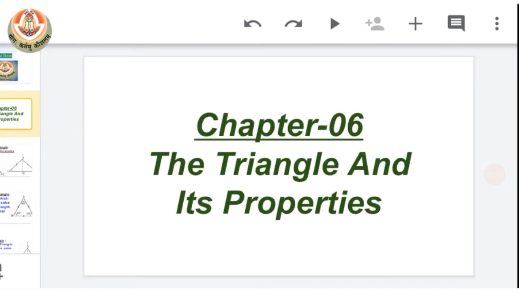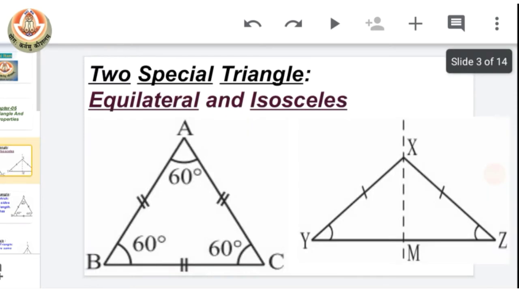So class, as we were in our chapter number 6, which is the triangle and its properties, and in our previous class we had discussed median, altitude, exterior angle property and angle sum property of the triangle. So today we are going to learn about the very first thing, two special triangles, equilateral and isosceles.